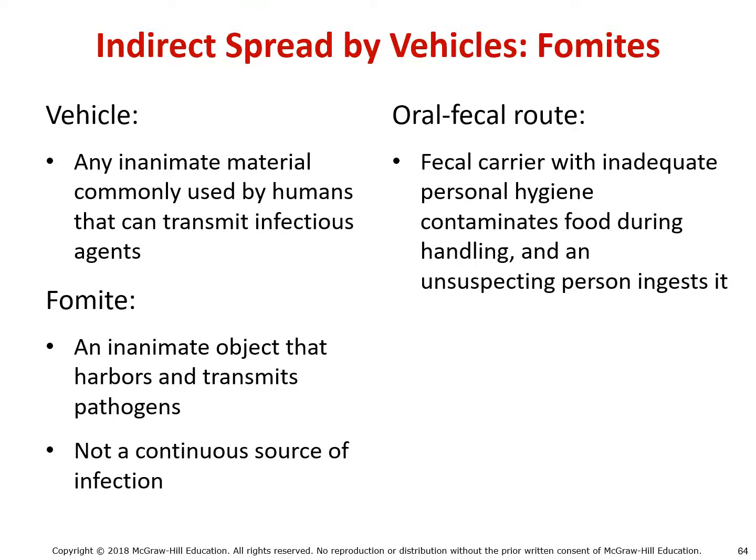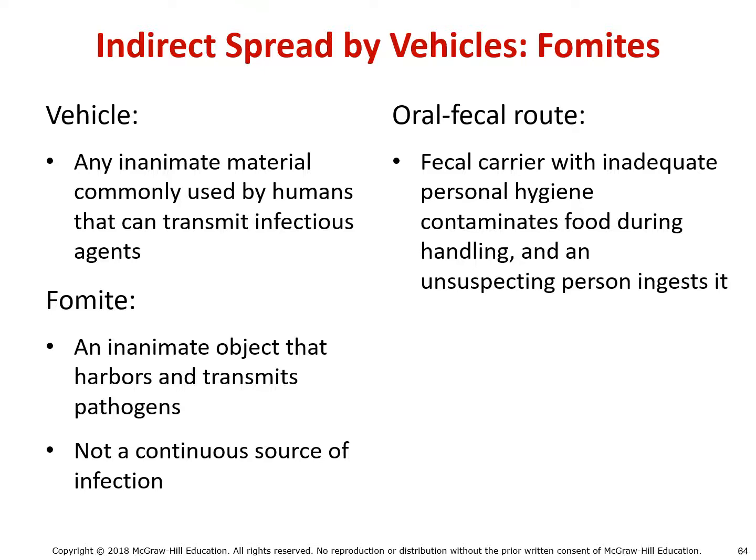Vehicles and fomites are an interesting topic. A vehicle is an inanimate material commonly used by humans that can transmit the infectious agent. I want to point out that vehicles tend to often be reservoirs. So common vehicles include basically soil, water, and air. Fomites, on the other hand, are inanimate objects that harbor and transmit pathogens, but are not a continuous source of infection. So this would be like a tabletop or your cell phone. There's not enough resources on the tabletop to usually keep infection going, and as a result, it's a temporary place to pick up the infection.